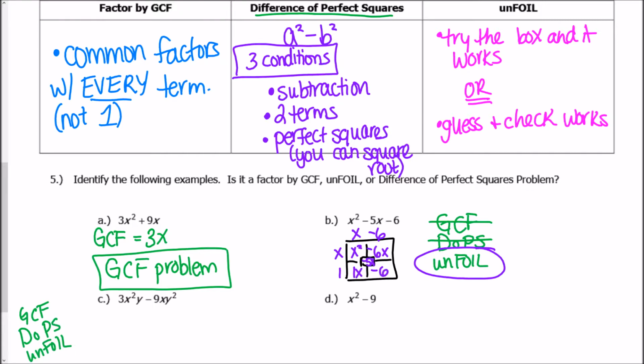So when I take a look at this right here, I've got 3x squared y minus 9xy squared. So when I look at this, the first one is GCF, and there has to be common factors with all the terms. So right here I've got 3x squared y. Here I've got 9xy squared. So they have a 3 in common, they have an x in common, and they have a y in common, so it has to be a GCF problem. But let's see why it's not an unfoil problem.